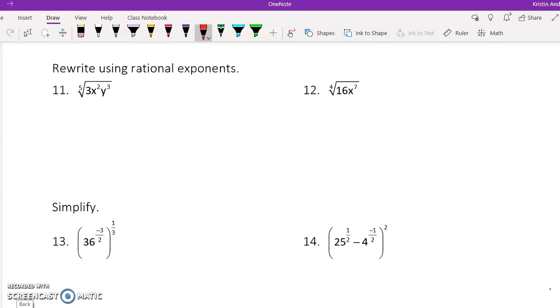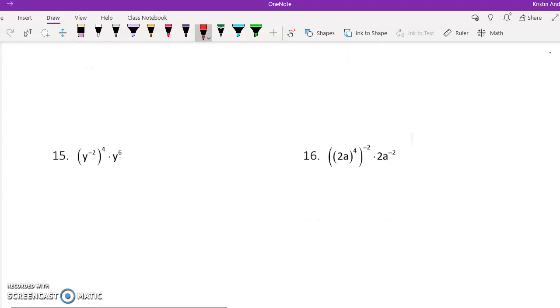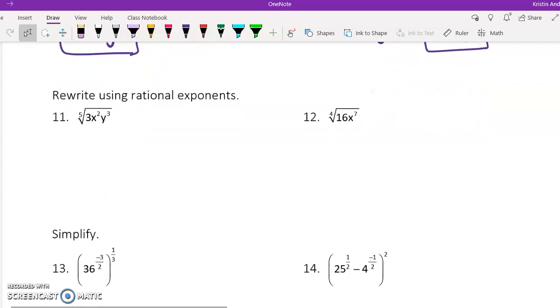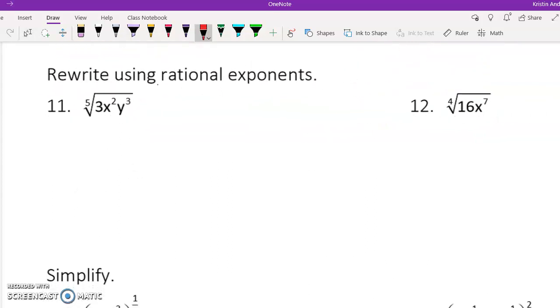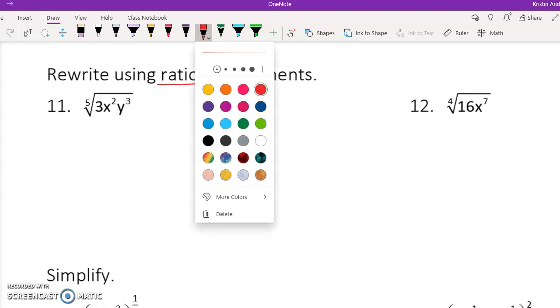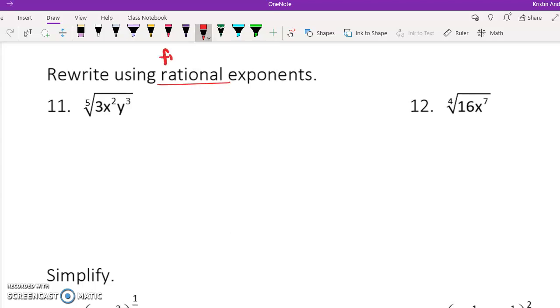I'm going to power through these last 6 problems. Starting with 11, so rewrite using rational exponents. Rational exponents are just fraction exponents. So I always write that fractional next to it.